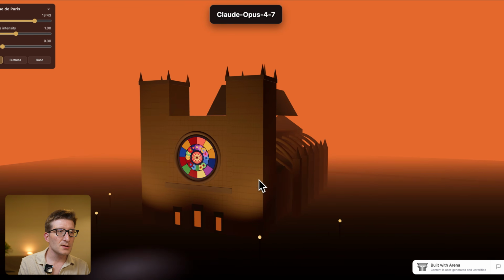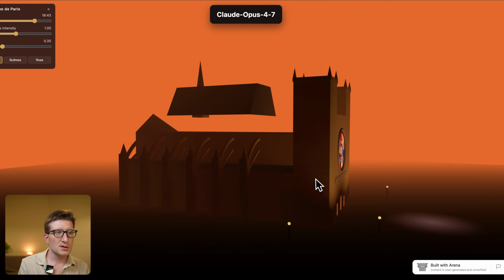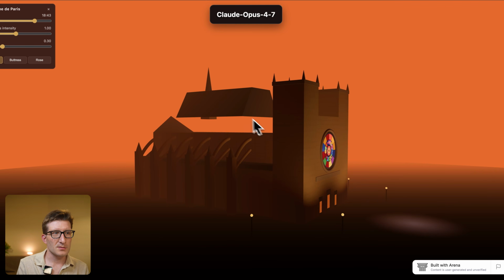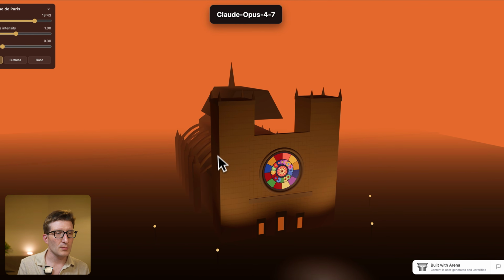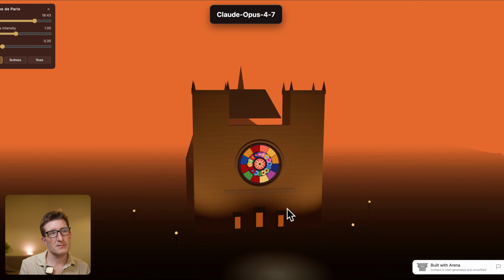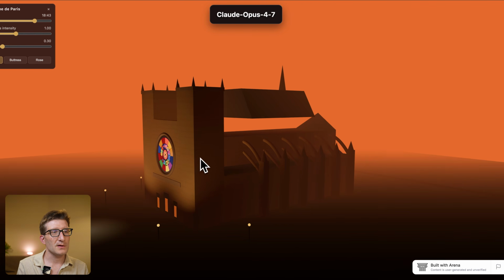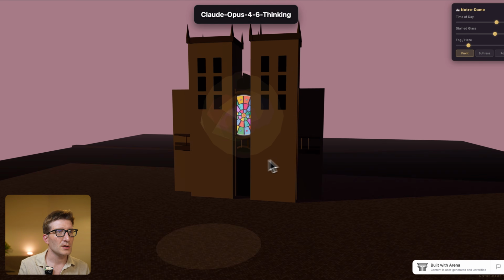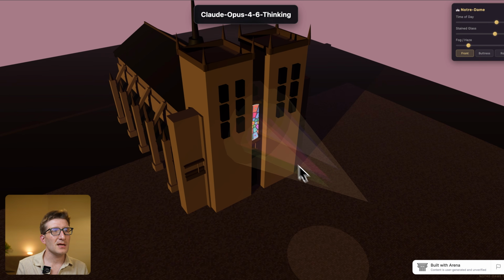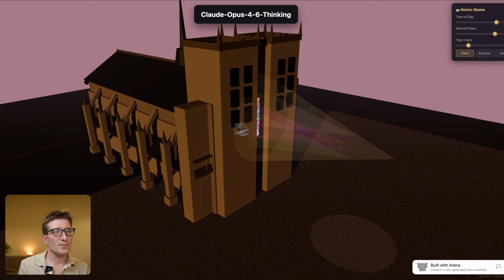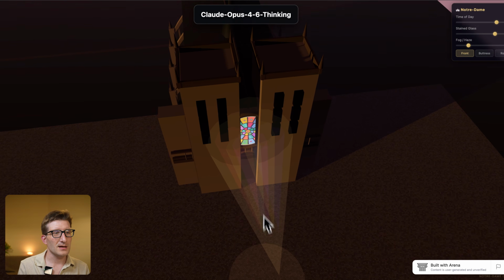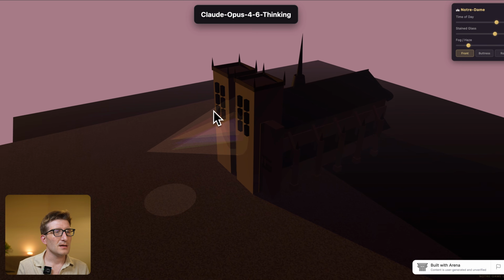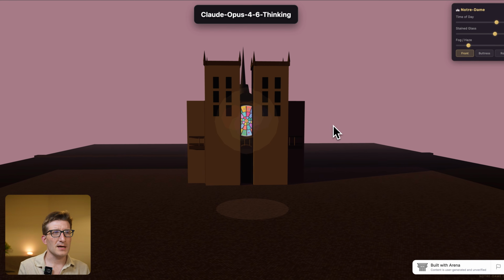4.7 for comparison, much worse here in terms of floating structure and so on. Although the actual outline is rather nice, not too bad, but floating structure is definitely a knockdown. 4.6 thinking, kind of closer to the 4.8 thinking, but this is kind of inverted. Things are too close together. I think that's not what you would expect.